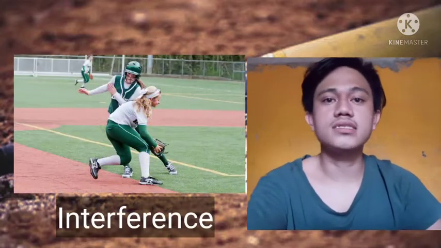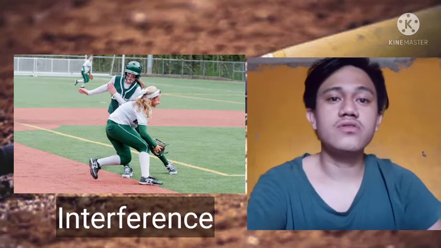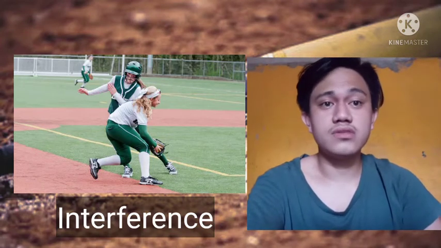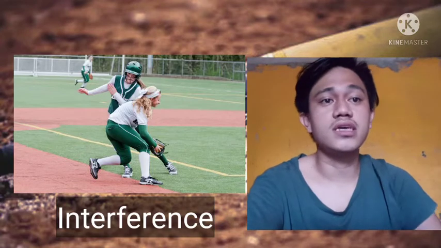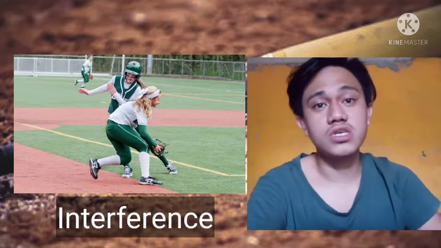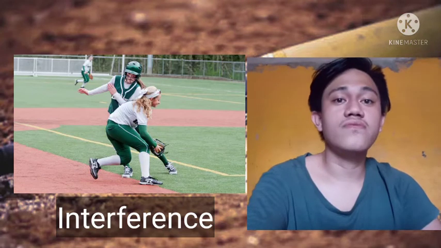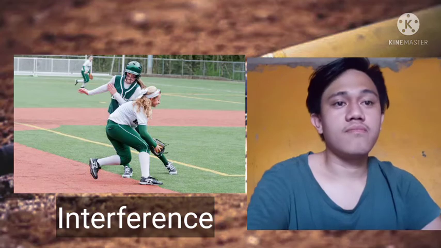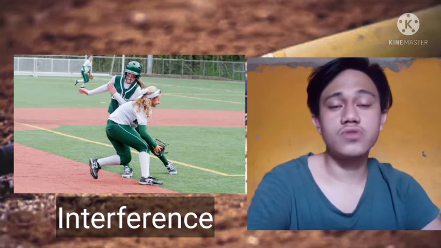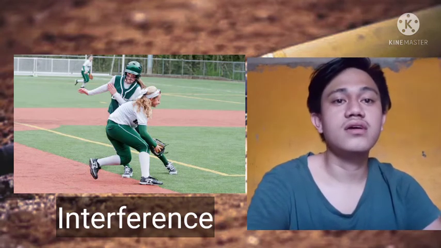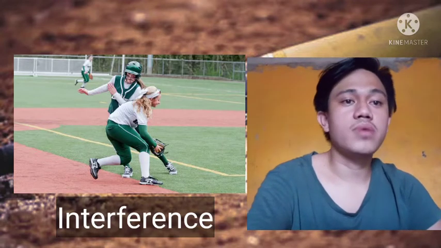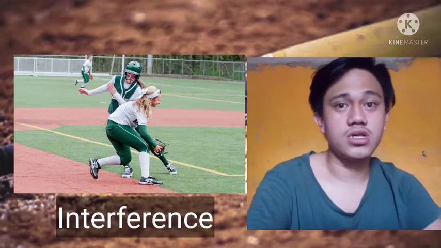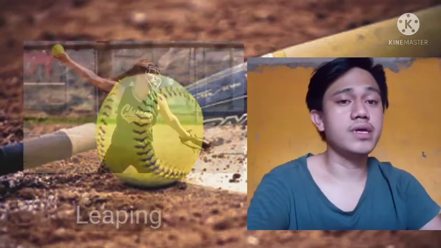Section 60 is the interference. Interference is the act of an offensive player or team member that impedes, hinders or confuses a defensive player who is attempting to execute a play. An umpire who impedes a catcher's attempt to throw out a runner at the base, or a runner being hit with a fair batted ball prior to passing any infielder, including the pitcher. Section 61 is the leaping.